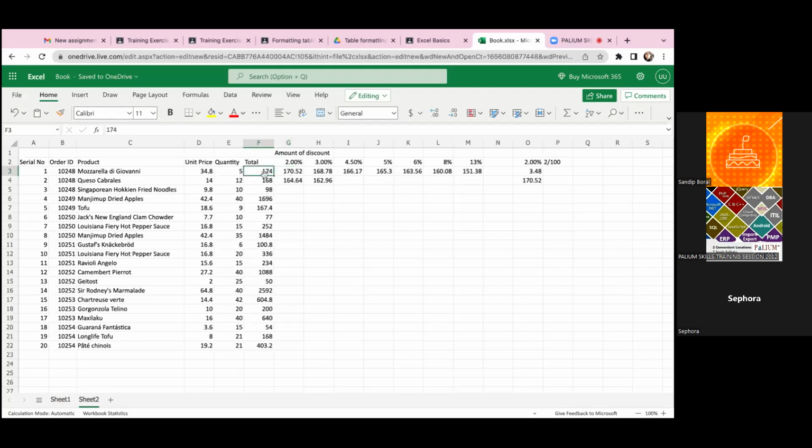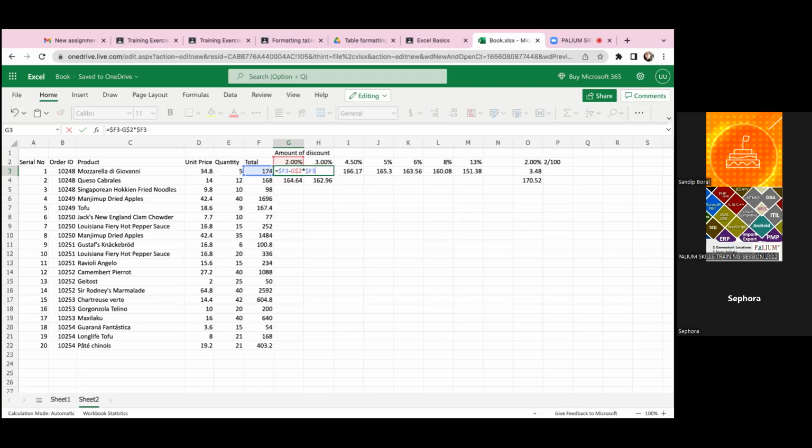If you don't put a dollar sign in 174, when you're dragging it, it is moving to 168 or it is moving to 170 when I'm dragging it to the right. If I don't put a dollar there, F3 will become G3 when I drag it to the right. Isn't it? Yes or no? Yes, sir. So that is why I have to fix that 174. That is why I have to use that dollar sign.